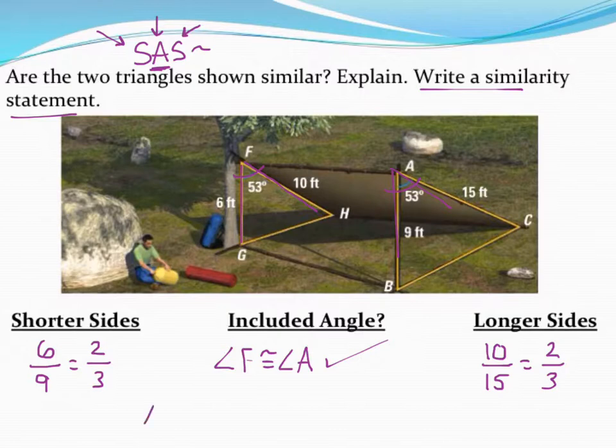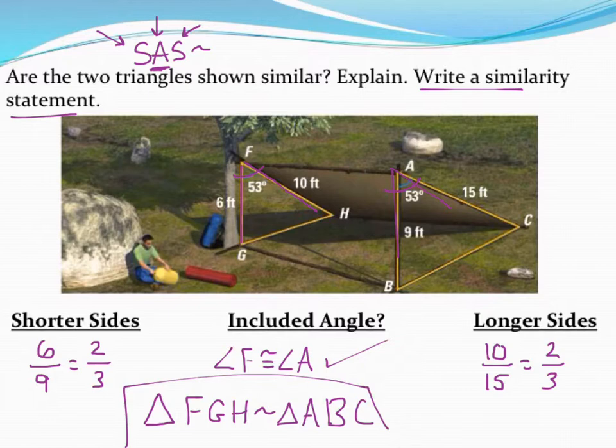So let's finish this by writing our similarity statement. I'm going to do the first triangle alphabetical, so triangle FGH is similar to triangle, and now make sure the second triangle matches up to triangle 1. F matches up to A, we've already established that right above, and then G matches up to angle B, and then we finish with C. So there's my similarity statement based on side angle side similarity.